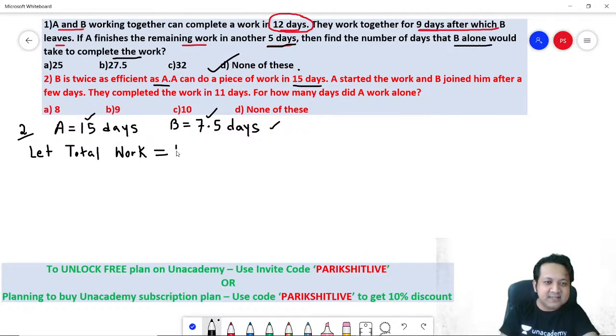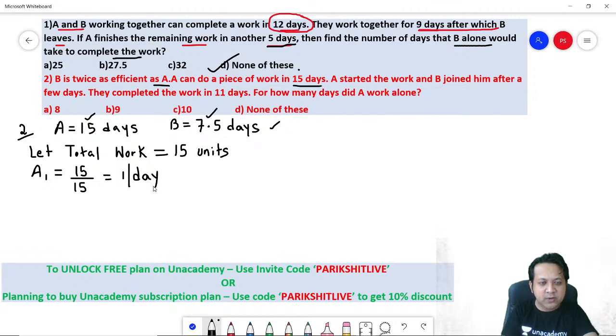But I think the easiest number to assume here would be 15 units. Let total work be 15 units. Correct? Now remember, A does the work in 15 days. So 15 units is getting done in 15 days. So can I say A does 1 unit per day? 1 unit per day. What about B?